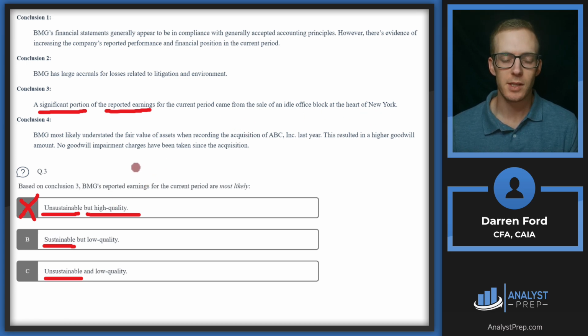This is going to be earnings that are not really related to their normal operations, and so they're not going to be selling another office block every quarter, every year. So this is kind of a one-time event, which is going to mean it's unsustainable for them to have earnings that high in the future. So sustainable earnings are going to be when we have the majority or all of our earnings from our normal operations, whatever widgets or services that we're selling, whereas unsustainable is going to be a similar situation to this, where we kind of have a one-off bump in earnings for some reason. So we'll go with answer C, unsustainable and low quality.